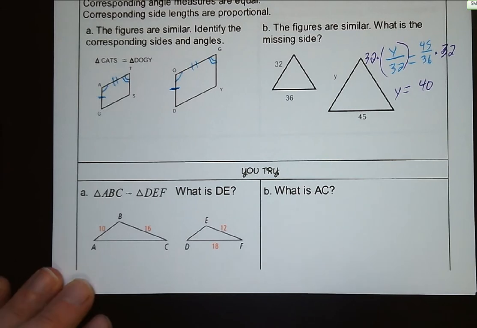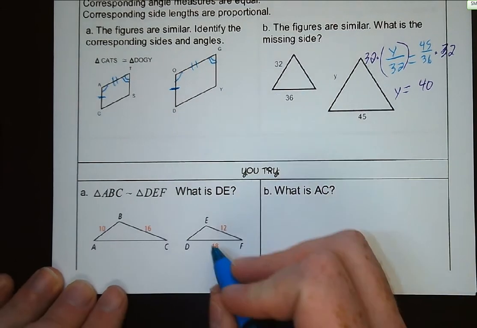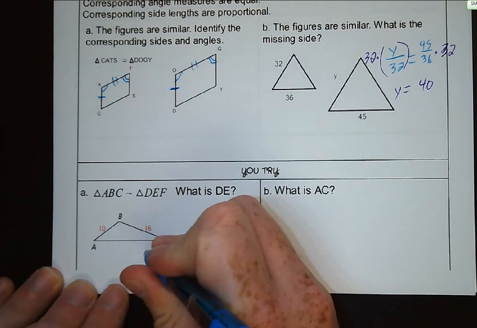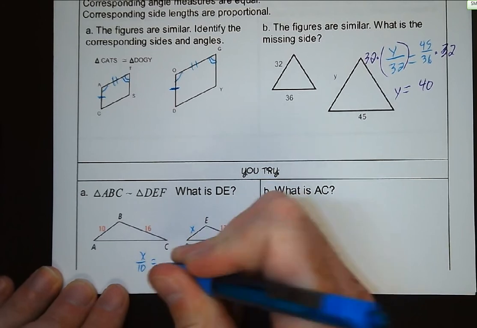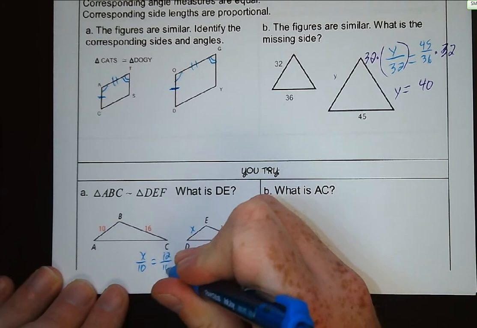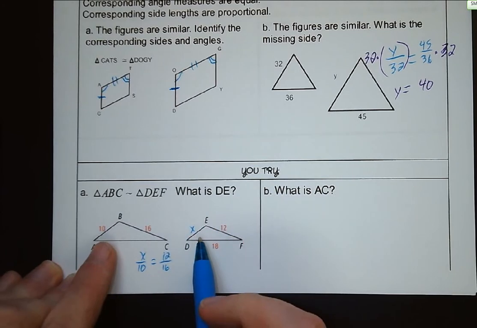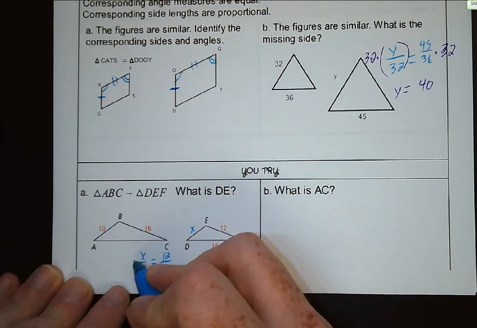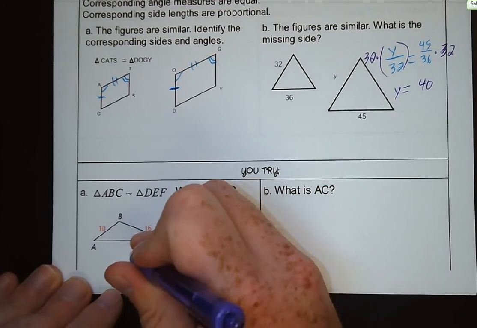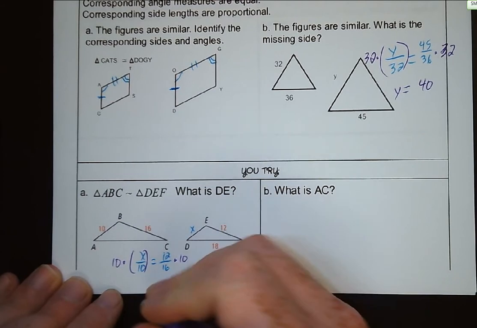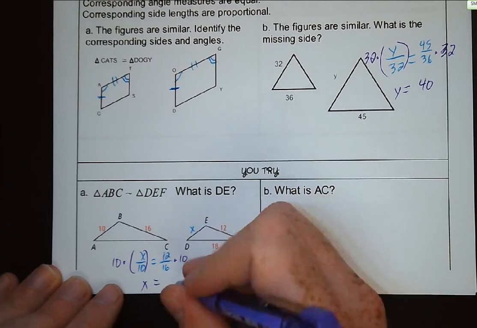So for problem A, I'm going to write my scale factor. I want to know what is the side length of DE, so I'm going to call that X. So I'm going to say X over 10 is equal to 12 over 16. So I pick two corresponding sides: I have the one unknown, the one known, and then I have another corresponding side that we can use. Multiply both sides by 10, and X is going to be equal to 7.5.